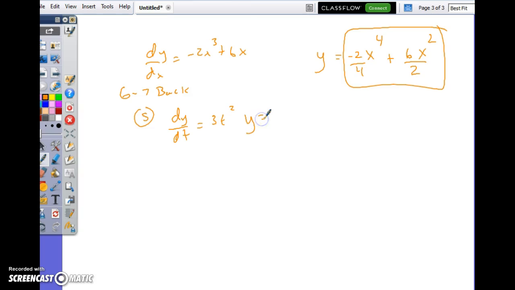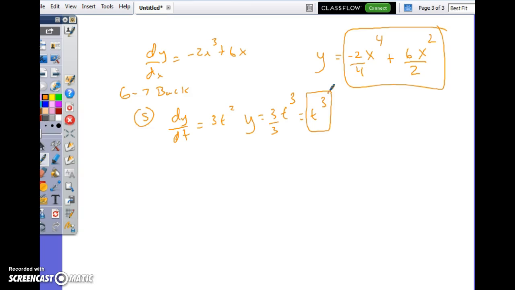So y equals, what do I do here? Sammy. It's t to the third, right? Because I raise its power by 1, divide by the power I get. That's just t to the third. Good?